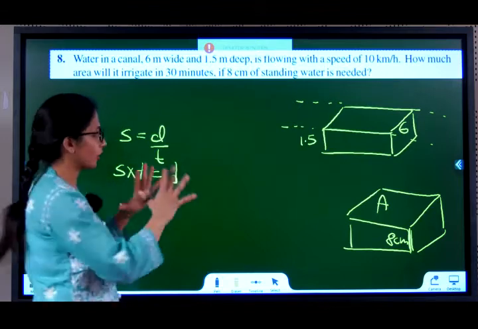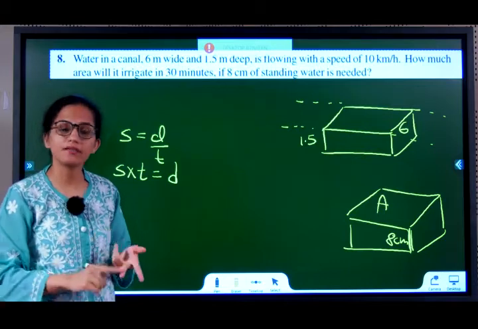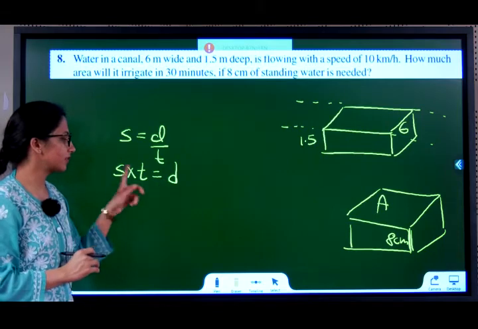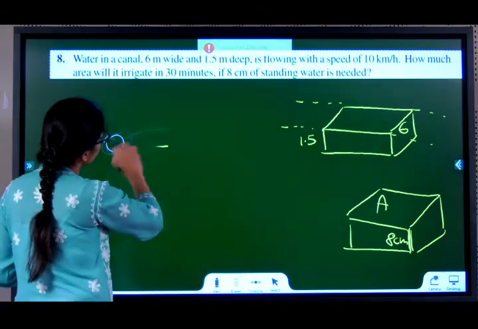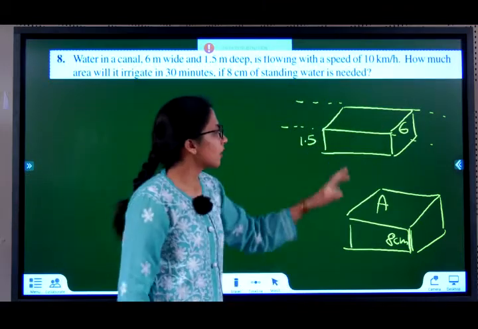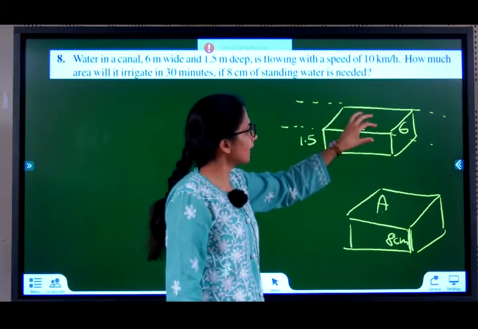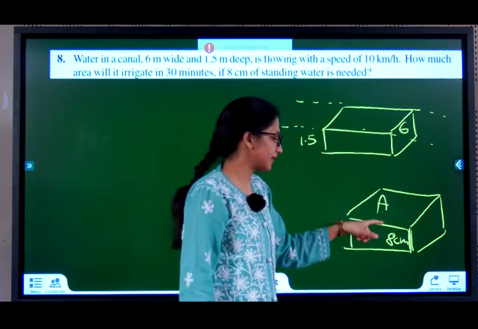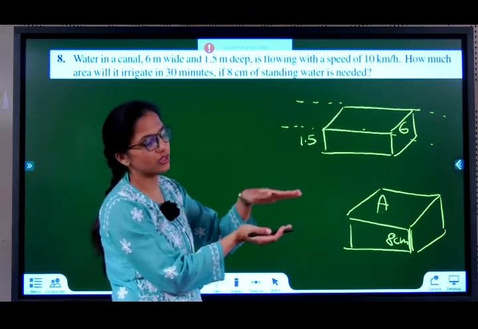I repeat, if you're not able to understand the gist of it, in simple terms, speed is given, time is given, length is not given. So say apparent length is equal to speed into time. That's all. Now, the other thing we need to understand in this question: we get the volume of water coming from the canal. Where is this volume going? It is going to irrigate this land, and they are asking how much area is irrigated if 8 centimeters of water has to be standing.